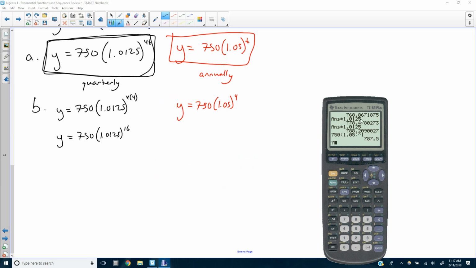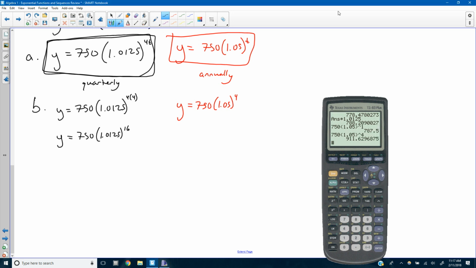So let's compare both of these answers here. Let's do the smaller one first, 1.05 to the 4th power. Okay, and I'm going to get $911.62. By the way, when we come up with these answers, it's good for me to talk about this rounding idea as well. I'm putting 62 and not 63. I'm not going to round up. And that's because I didn't yet get my 63rd cent.